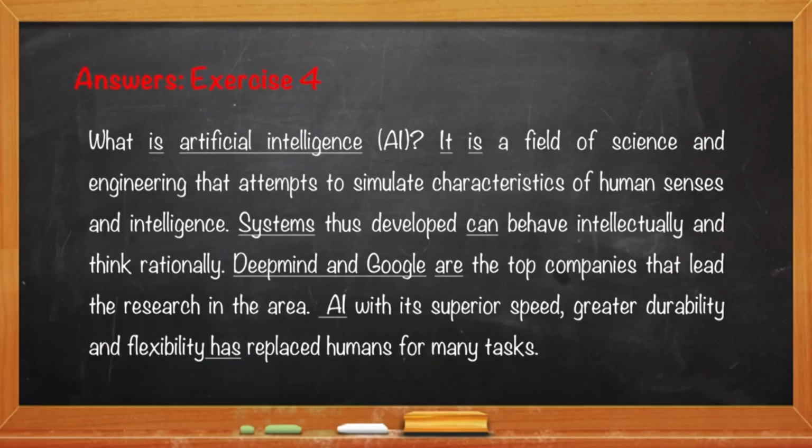Look at the solved exercise, same passage. What is artificial intelligence? It is a field of science and engineering that attempts to simulate characteristics of human senses and intelligence. Systems thus developed can behave intellectually and think rationally. DeepMind and Google are the top companies that lead the research in the area. AI with its superior speed, greater durability and flexibility has replaced humans for many tasks.